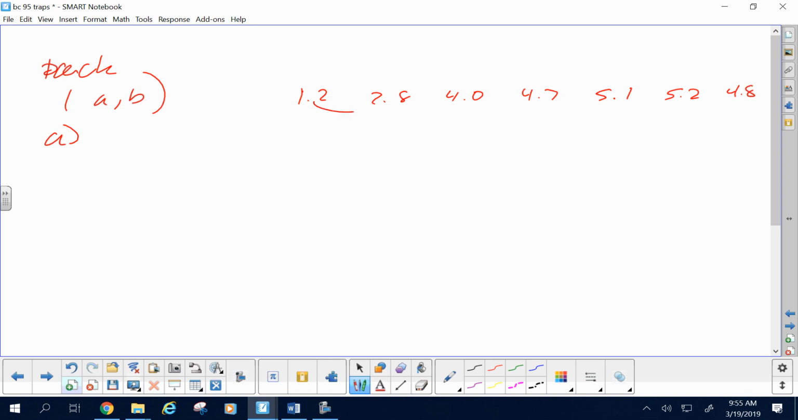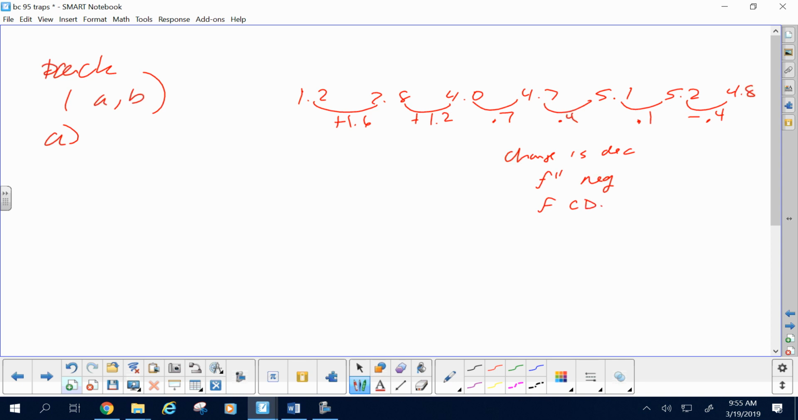So isn't the change here a positive 1.6, then a positive 1.2, then a positive 0.7, then a positive 0.4, then a positive 0.1, then a negative 0.4. So what's the change in the change? Is the change increasing or decreasing? The change is decreasing, so what does that imply about F double prime? Is negative. So F is concave down.